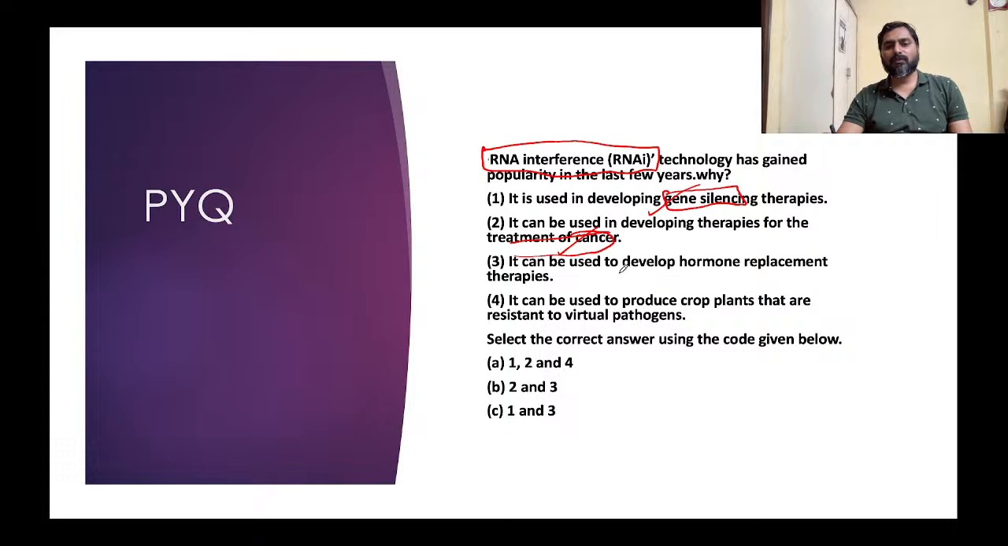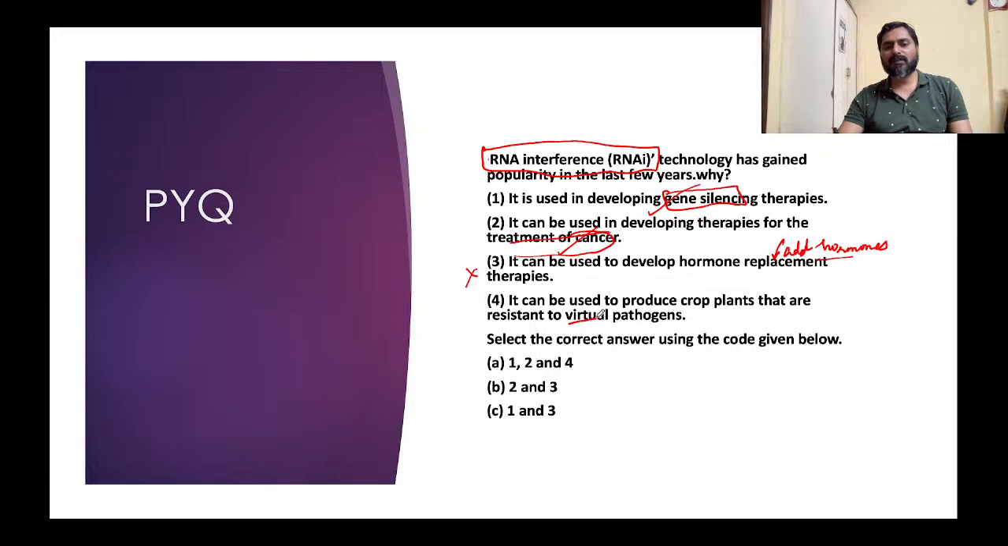So it can be used to develop hormone replacement therapy. In hormone replacement therapy, actually we need to add hormones to replace. So this therapy can switch off something, but it cannot switch on something. So this is not true. It can be used to produce crop plants that are resistant to viral pathogens.